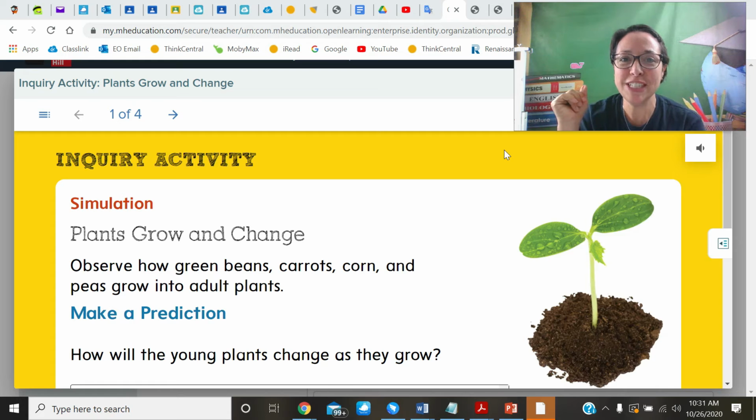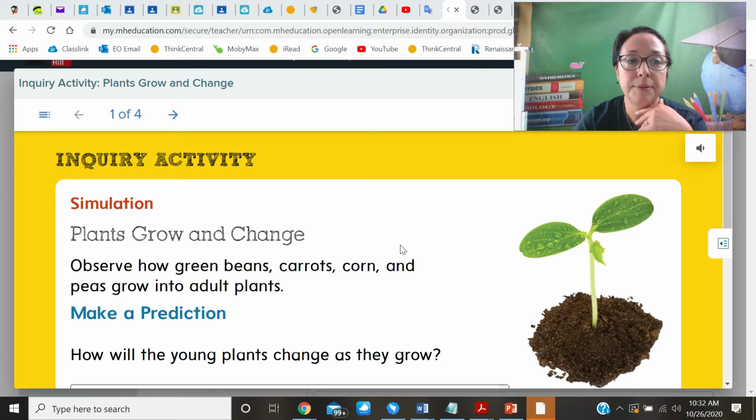Hi, boys and girls. Today we are going to do a science activity. Vamos a hacer una actividad hoy de ciencia. We are learning about plants and how they grow, and that's what this inquiry activity is about. So estamos aprendiendo sobre plantas y cómo crecen, y de eso se trata esta actividad.